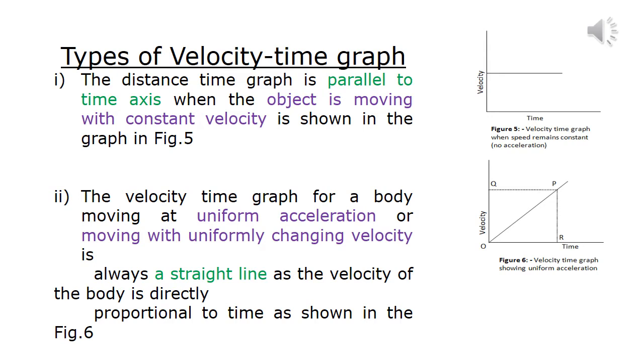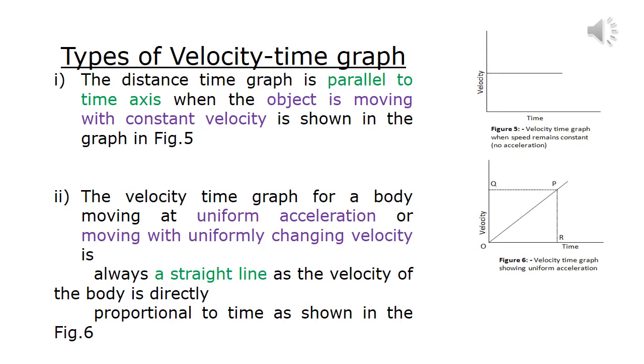Let us now see what are the different types of velocity time graph we can draw. The first type is showing the moving object with a constant velocity. This is a graph which is parallel to the time axis. Time is increasing but the velocity of the moving object remains unchanged. So the graph is parallel to the time axis.